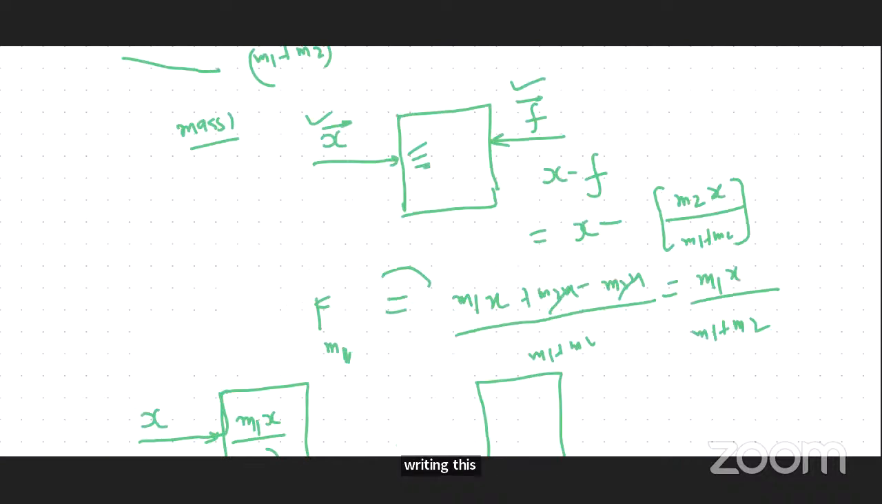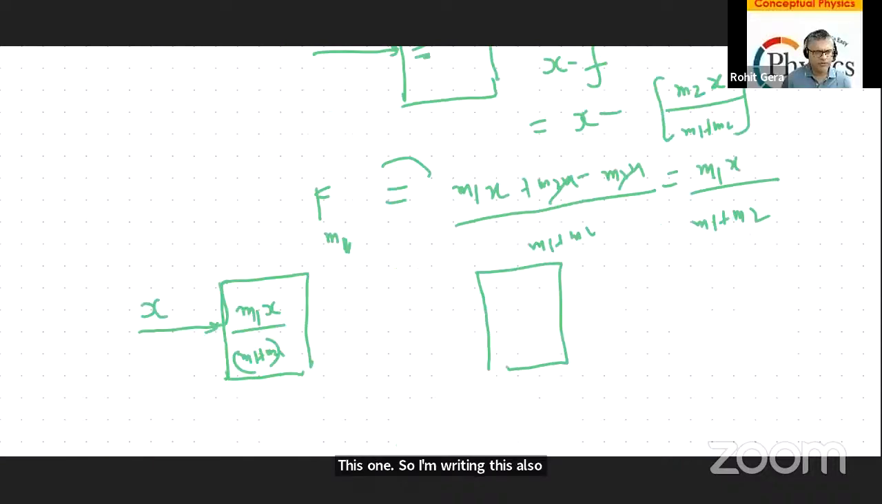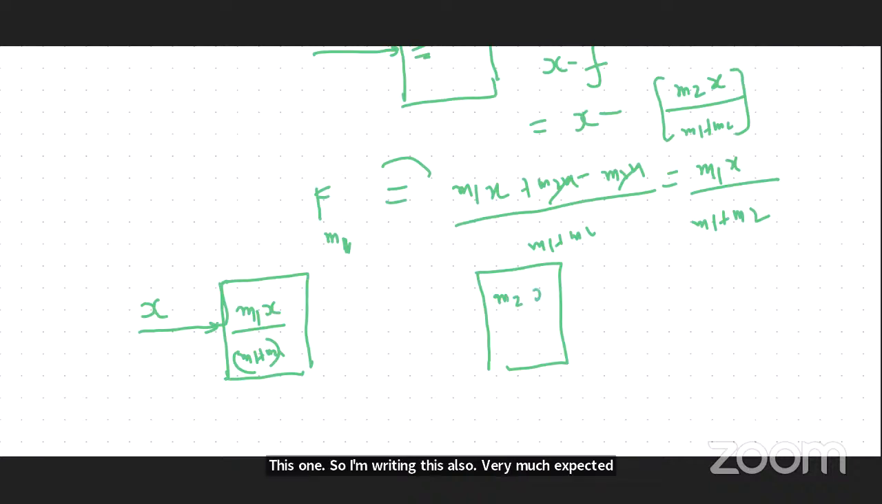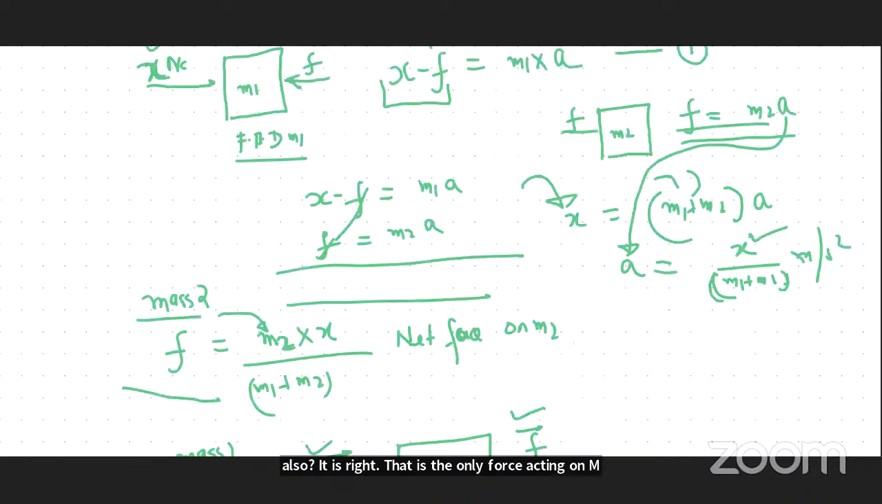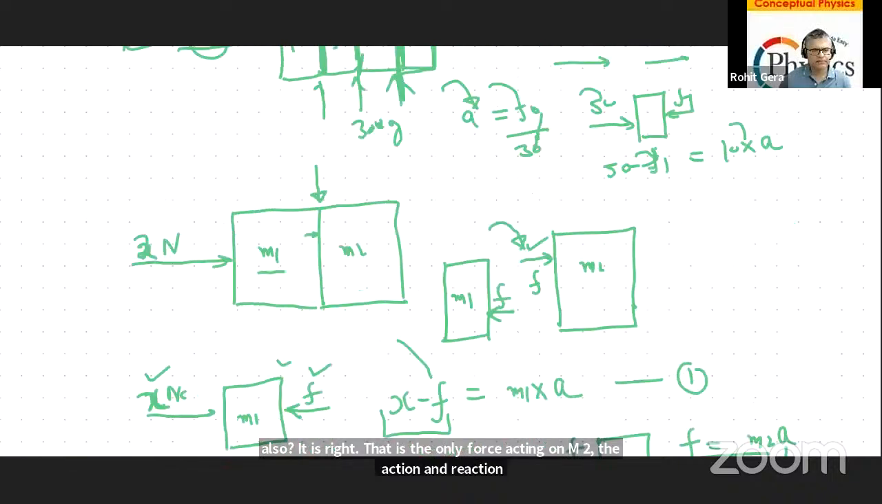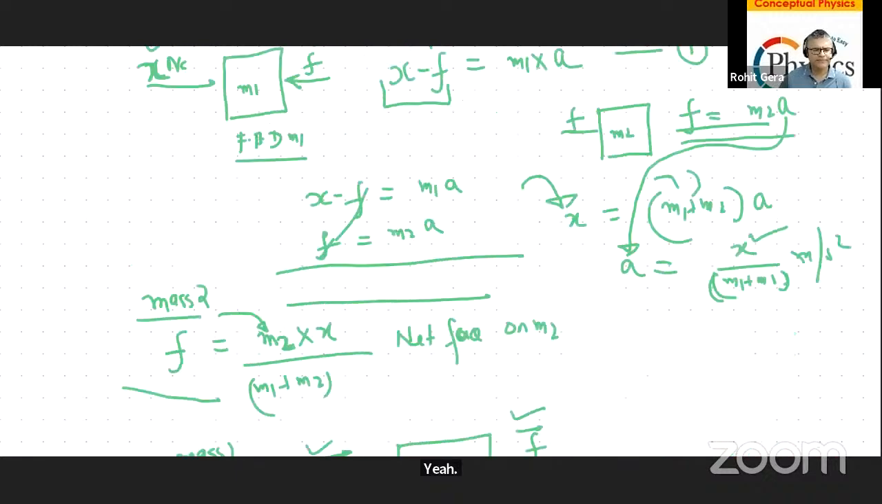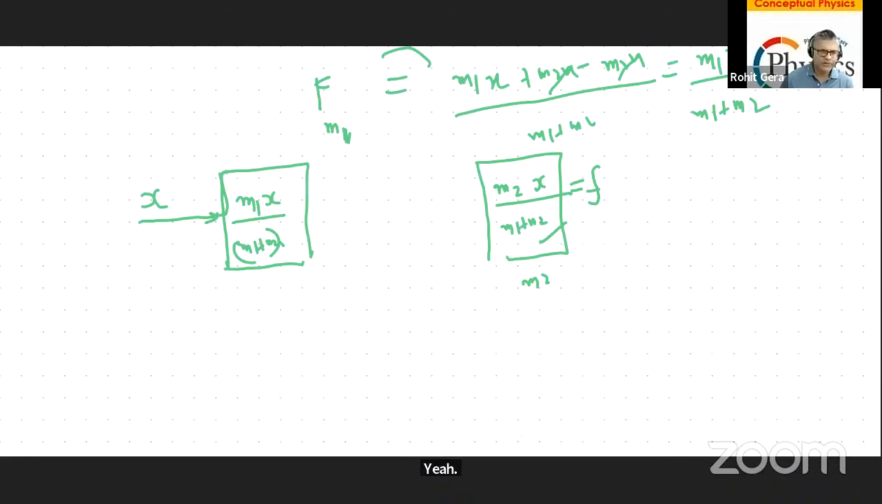हाँ ठीक है. Very much expected था. M2X upon M1 plus M2. Right. And is this not the same as the action and reaction force also? It is, right? That is the only force acting on M2, the action and reaction. Agreed? All right. So let's see what happens.